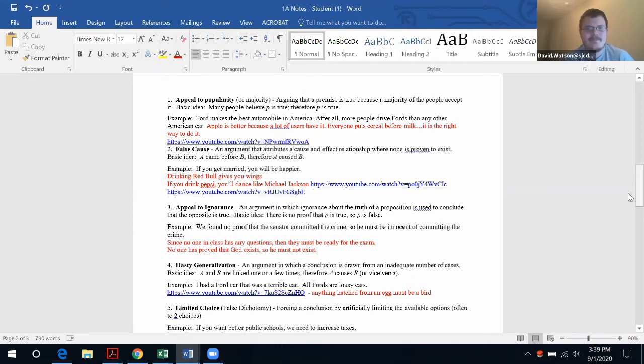Yeah. Appeal to ignorance, an argument in which ignorance about the truth of a proposition is used to conclude that the opposite is true. Basic idea, there's no proof that P is true, so P must be false. So an example, we found no proof that the senator committed the crime, so he must be innocent of committing the crime. So keep in mind, you know how we say innocent until proven guilty? Well, just because they didn't have any evidence of it doesn't necessarily mean that they're innocent. It just means they just didn't find enough proof.